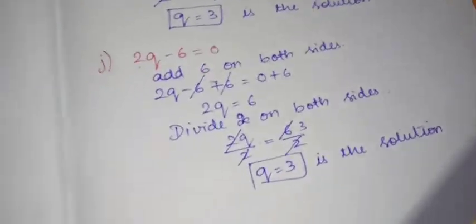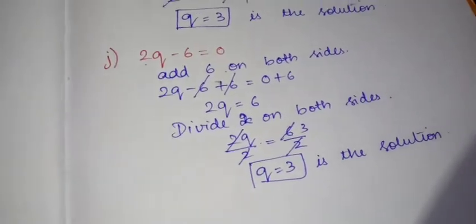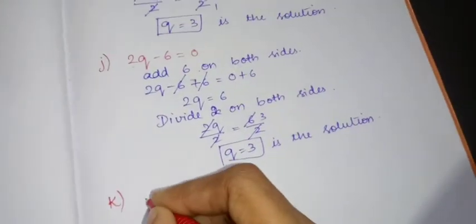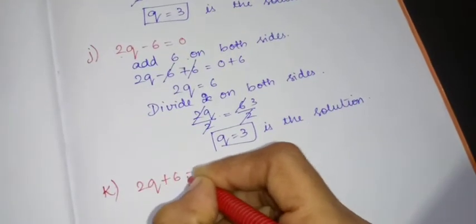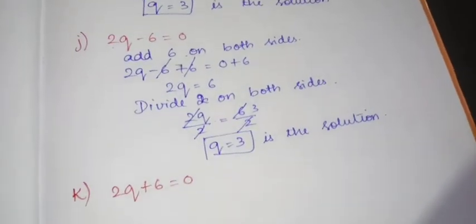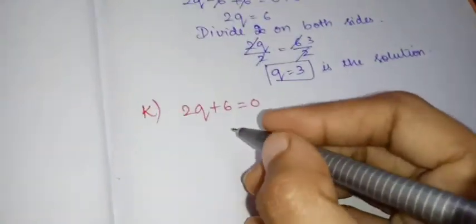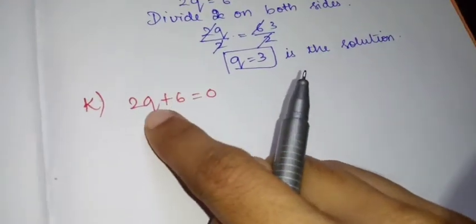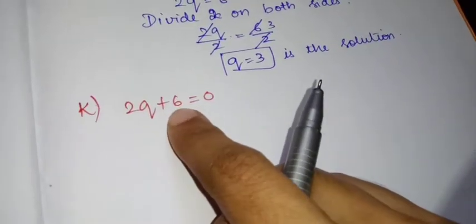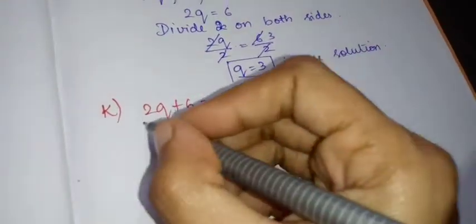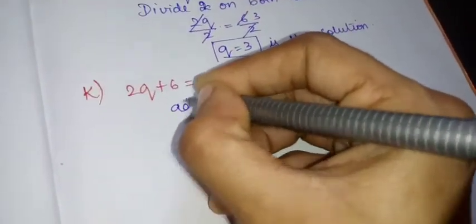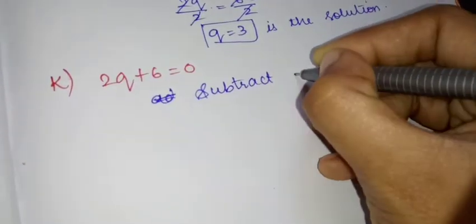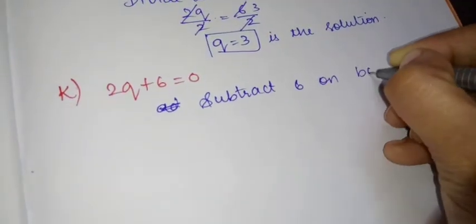Okay. Next, K problem. K problem is what, children? 2q plus 6 is equal to 0. Now, what should you do? You should find the value of q. So first you should eliminate this plus 6, then 2. Okay. So subtract 6 on both sides.